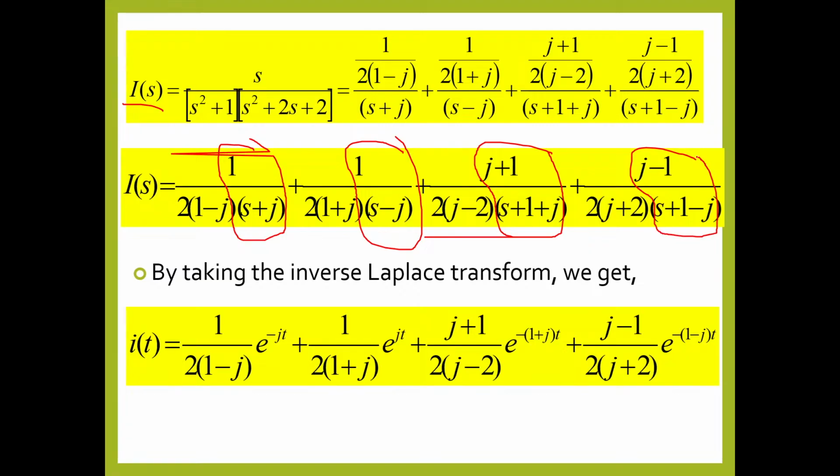So go for inverse Laplace transform. Whichever terms I have not put in the brackets, those terms you consider as constants. You write them as they are. Inverse Laplace of 1 by s plus j, you will get e power minus jt. Inverse Laplace of 1 by s minus j, you will get e power jt. Inverse Laplace of the j plus 1 term, you will get e power minus of 1 plus j t. And here inverse Laplace of this term, you will get e power minus of 1 minus j t.